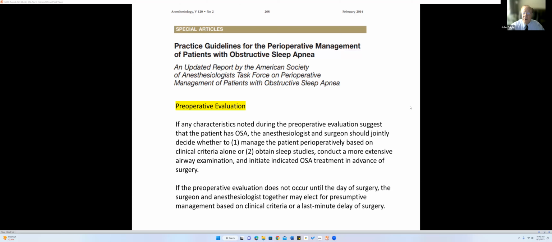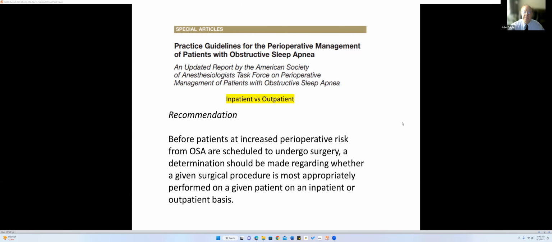If the perioperative evaluation does not occur until the day of surgery, the surgeon and anesthesiologist may elect for presumptive management based on clinical criteria, or a last-minute delay of surgery if they want to do formal sleep studies. And what about inpatients versus outpatients? Before patients at increased perioperative risk are scheduled to undergo surgery, a determination should be made whether the particular procedure is most appropriately performed in an inpatient setting or an outpatient setting. And if in doubt, the inpatient setting is preferred.